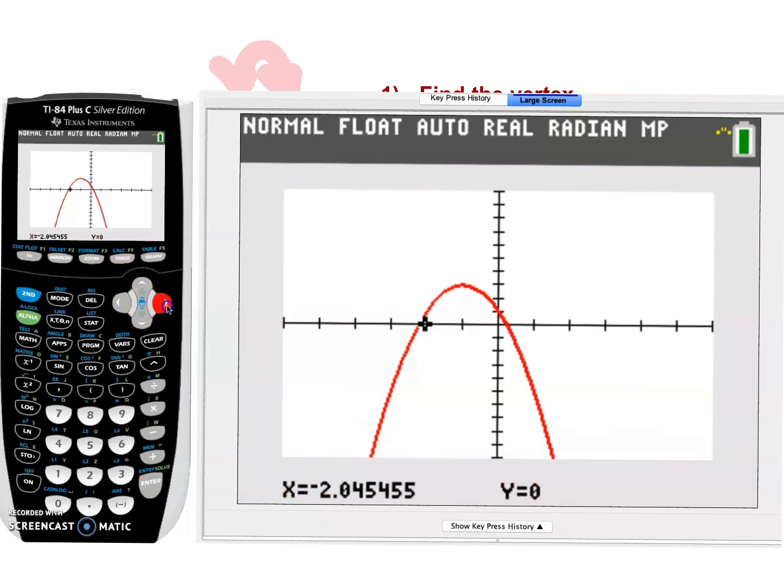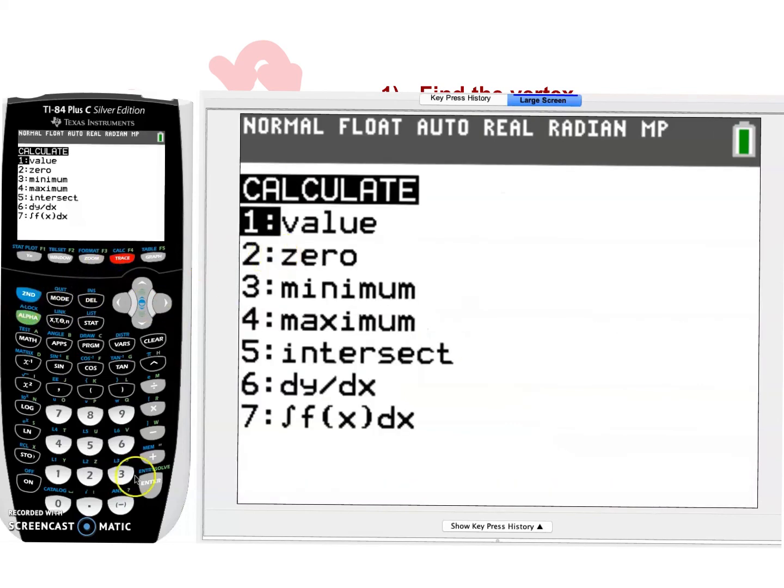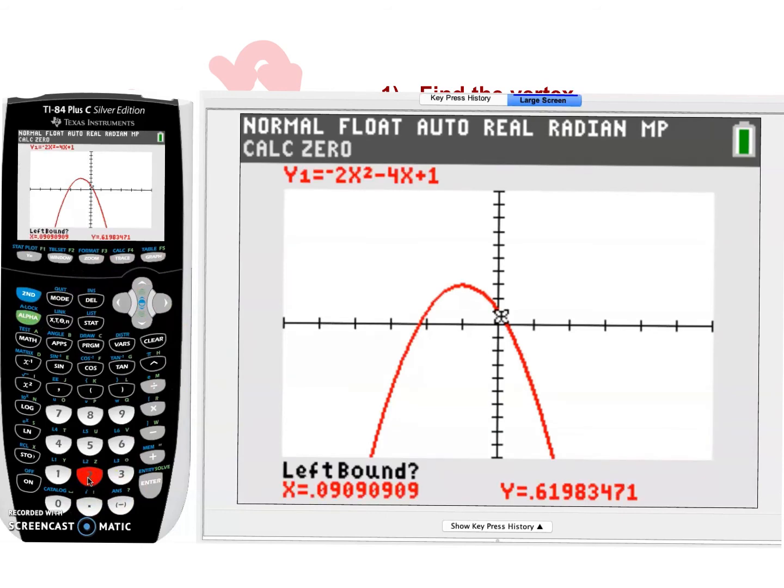I'm going to move my cursor over to the right, close to where that x-intercept is. So I hit second trace, 2 for the zeros, also known as x-intercepts. It says left bound. I'm going to move it close to where it occurs. I know I'm still above because my y is positive. I hit enter. I need to move it to the right till it becomes negative. I switch to negative, enter, guess. So positive 0.22.